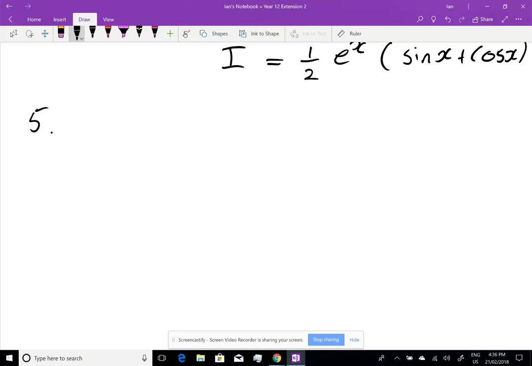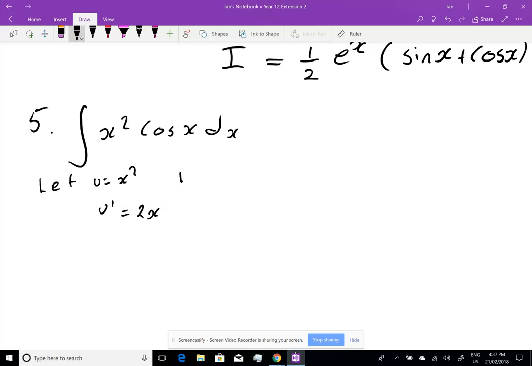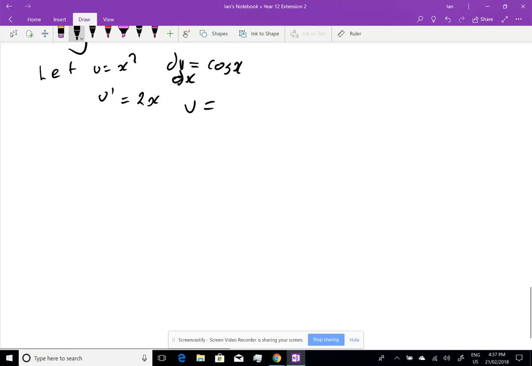X squared cos x dx. All right, so let u equal x squared. Therefore, u dash equals 2x. dv dx equals cos x. Therefore, v equals the integral, and again, this is so helpful, sine, cos, sine, cos, sine, cos. The integral of cos is sine.